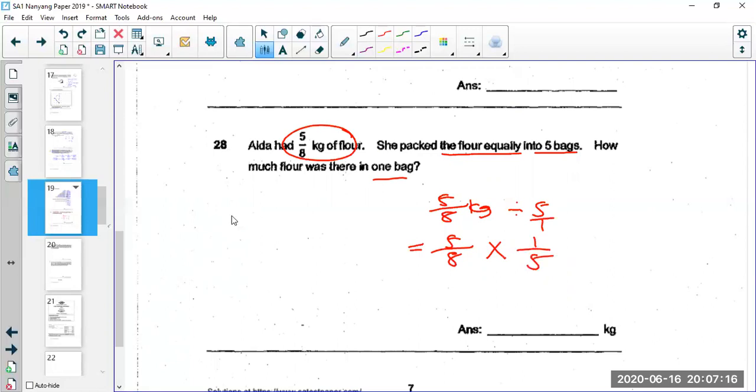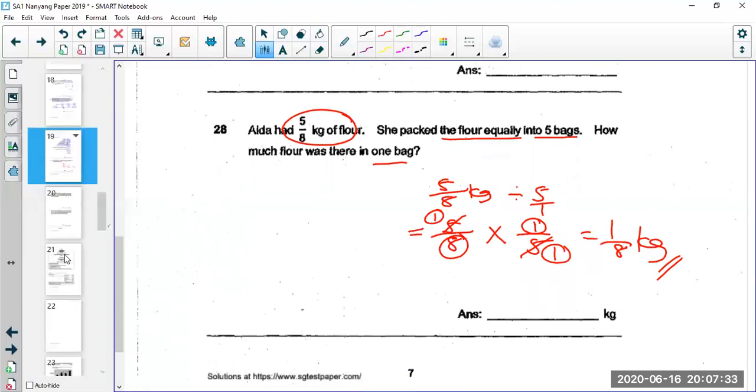And then what you get, you cancel and cancel. And then whatever you cannot cancel, you multiply. And then 8 times 1, that'll be 8. So how much flour was there in one bag, which is 1/8 kilogram. Do you get the answer correct? Okay. Now let's go to the next one.